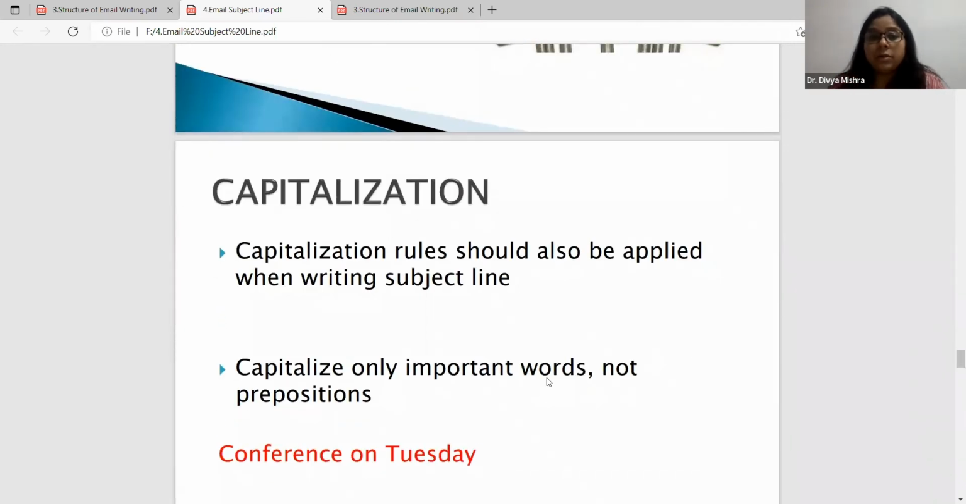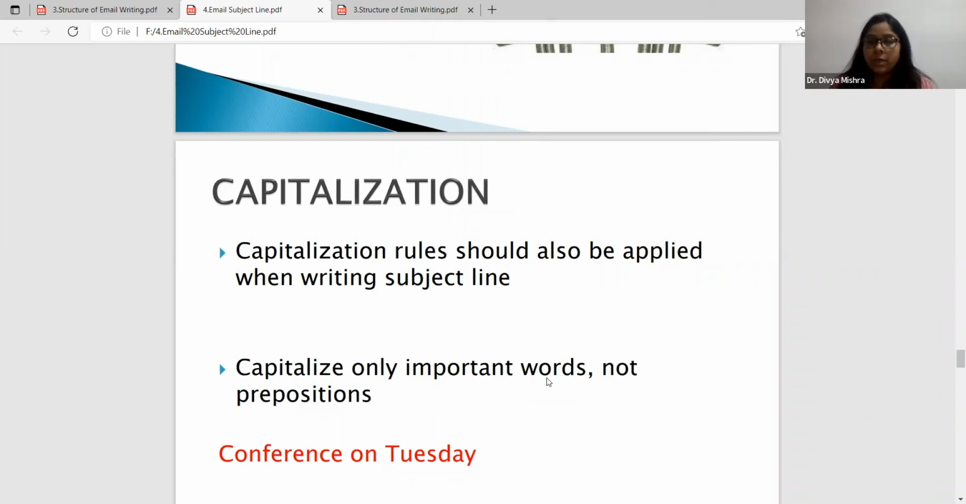The most important part related to your email writing is capitalization. Capitalization means writing a particular character in capital letters. Capitalization rules should also be applied when writing a subject line. This is very important when it comes to effective email writing. You are working in an organization or you will work in one, and your first impression is created with the help of your writing skills. Suppose you are looking for a job and you write a job inquiry email or a follow-up email. The first impression will be built then and there, so it should be written in a clear, effective and correct way. Capitalization is very important for that.